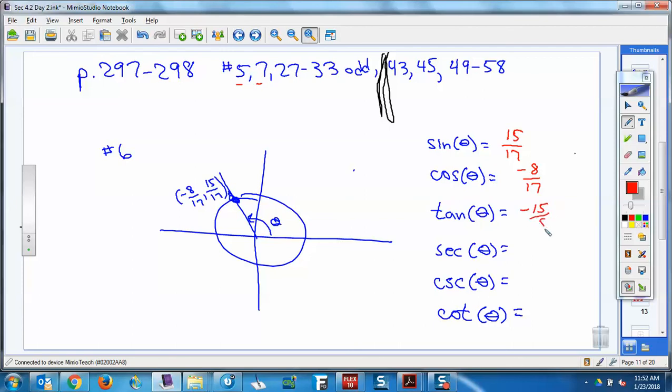Negative 15 over 8. Now we usually put the negative on top, but 15 over negative 8, yeah. Put the negative on top. I don't care about reducing it, mixed numbers, whatever, just because the 17s would cancel. Remember, it's y over x. It'll be the sine over the cosine for tangent.